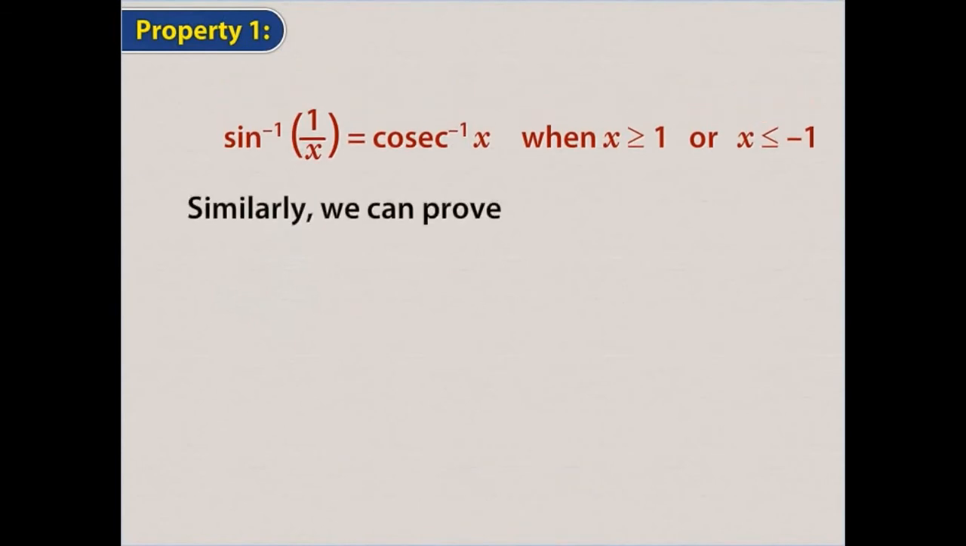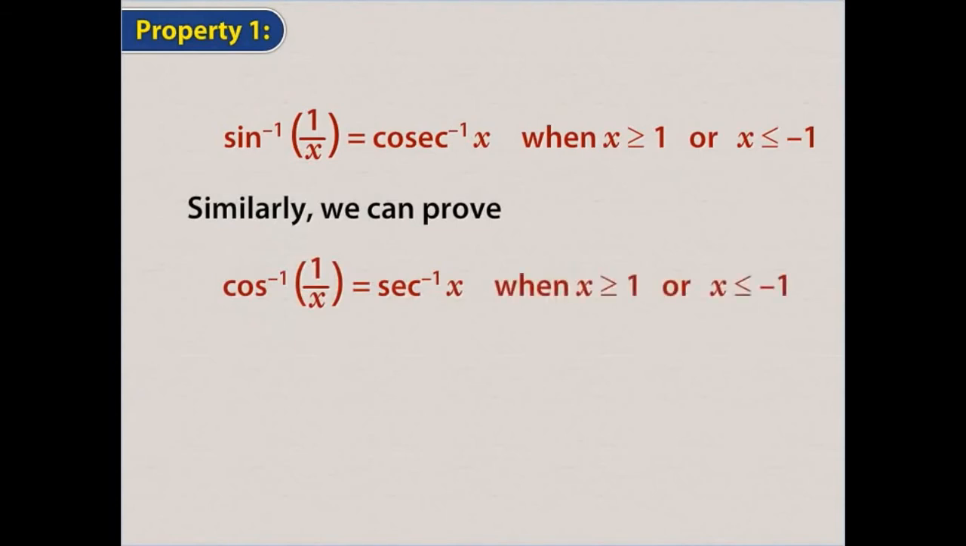Similarly, we can prove that cos inverse of 1 by x equals sec inverse x when x is greater than or equal to 1 or x is less than or equal to minus 1. Tan inverse of 1 by x equals cot inverse x when x is greater than 0.